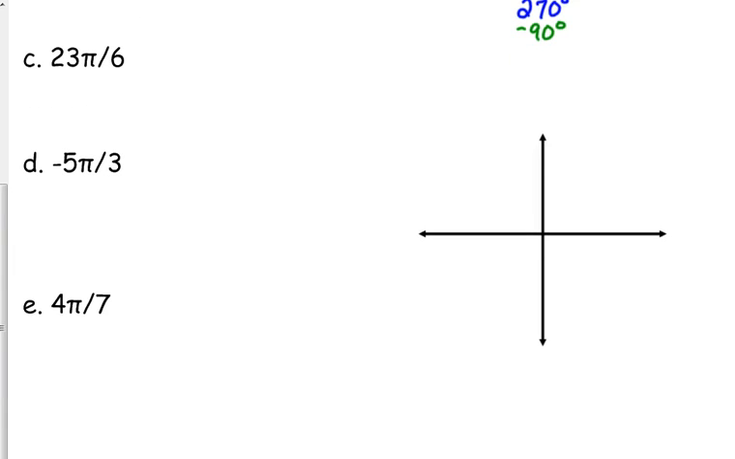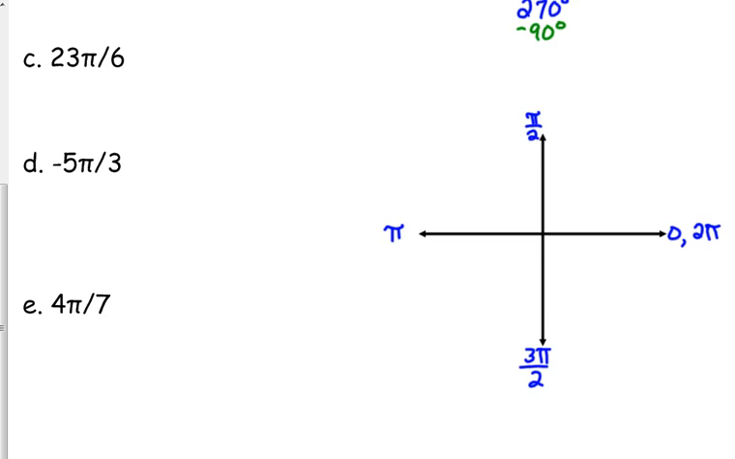So I'm going to label my axis this time with radians. So we've got 0, this is pi over 2, this is pi, and this is 3 pi over 2, and then 2 pi is of course the same as 360. So 23 pi over 6, I've got to figure out where that falls. 23 over 6, 24 over 6 is 4. So we're talking about more than one rotation here.